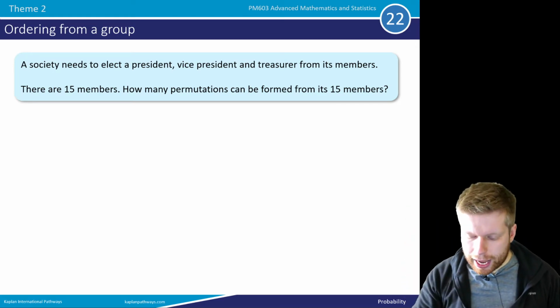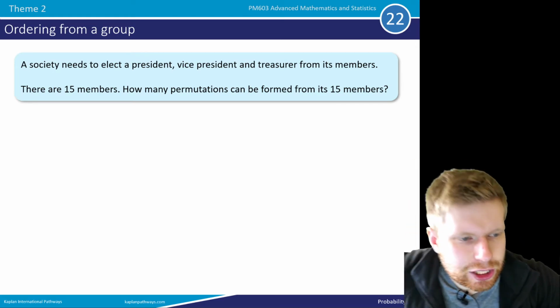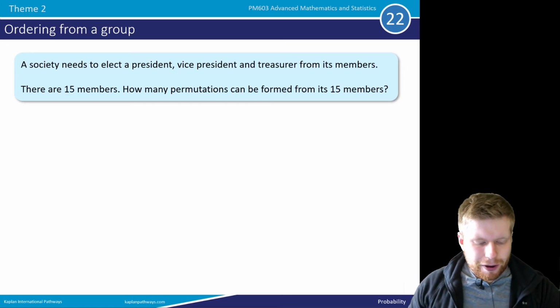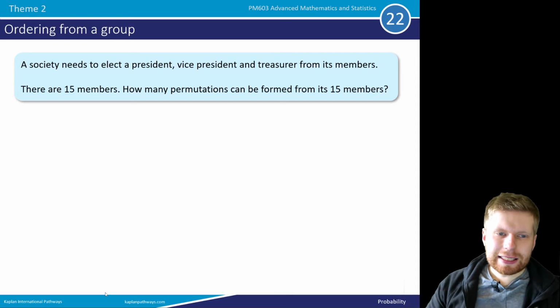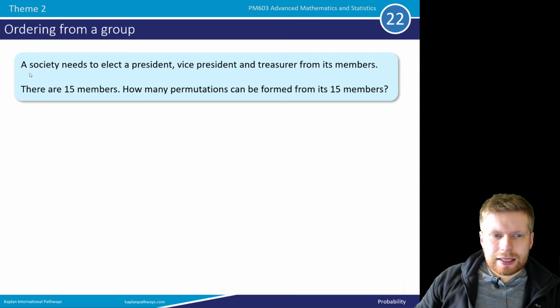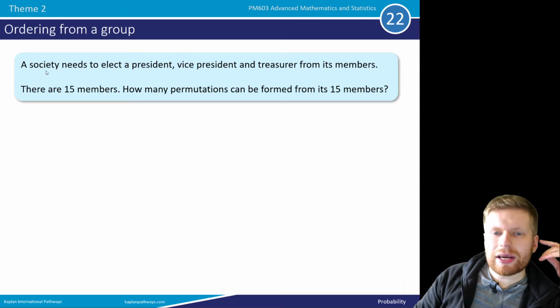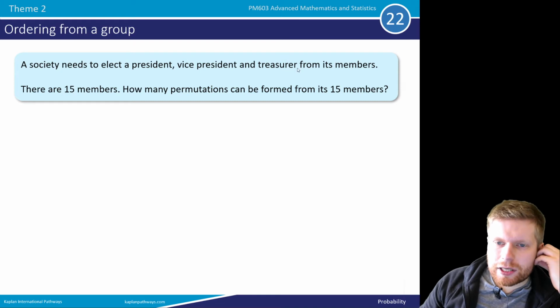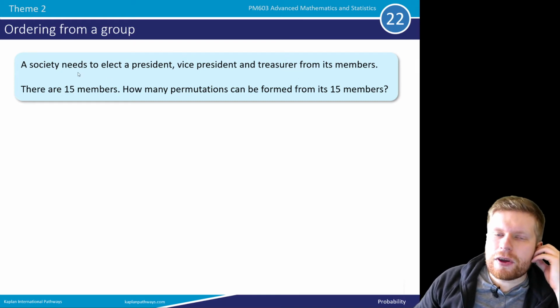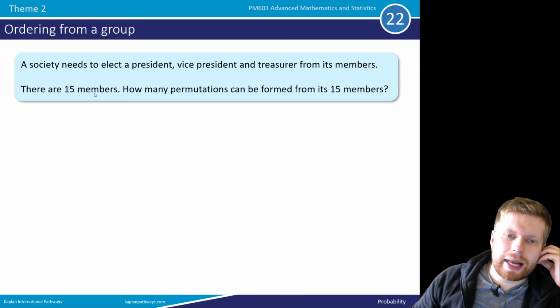Now let's actually have a look at something a little bit more interesting then. So let's actually get properly into the details of what we need to do here. Let's consider this example. Let's consider that a society needs to elect a president, a vice president and a treasurer from its members. So there are 3 different possible positions: the president, then the vice president, then the treasurer. And there are 15 members in total which they need to elect from.